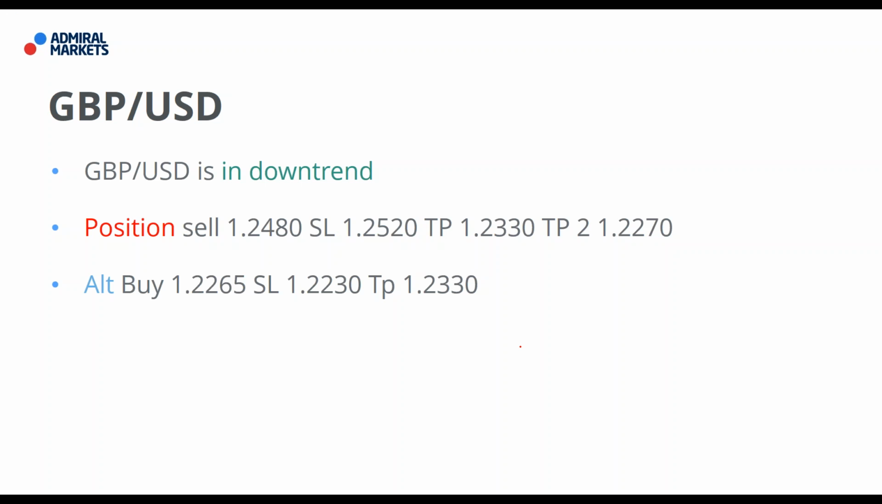Pound dollar is in downtrend, okay? Sell position 2480, stop loss 2520, TP 2330, TP2 2270, guys. Alternative buy trade 2265, stop loss 2230, TP 2330. I am really short on GBP dollar.